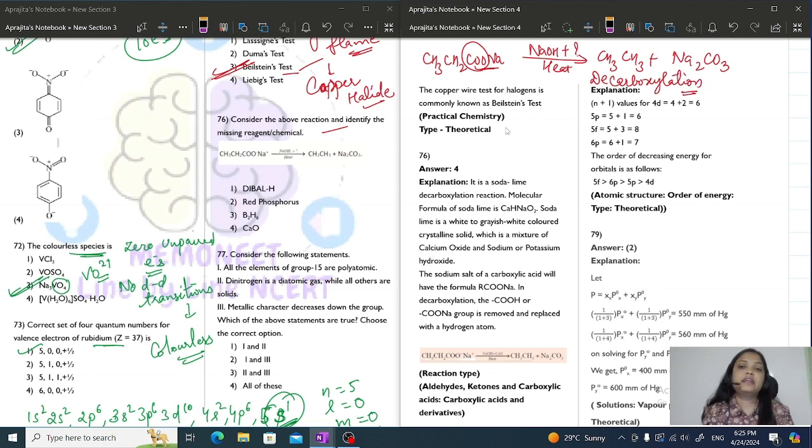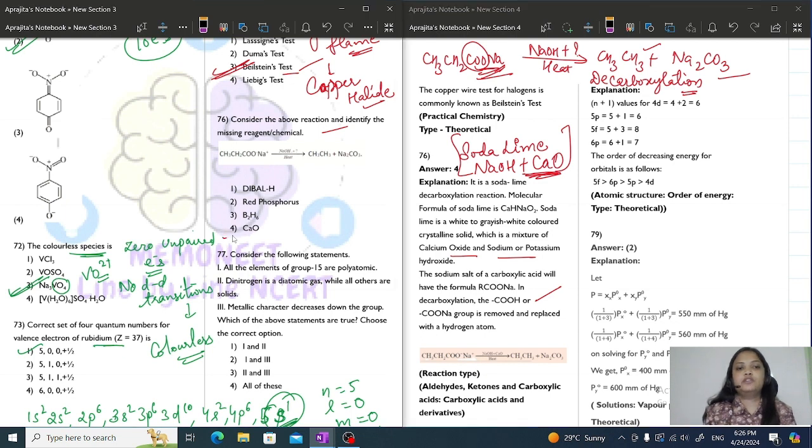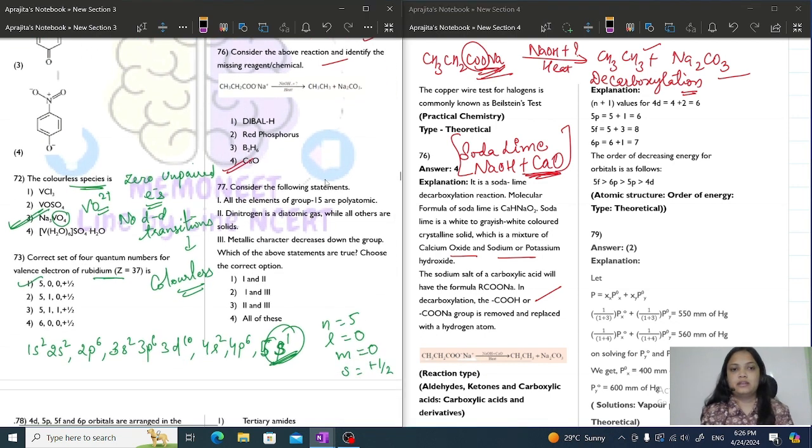Decarboxylation reaction takes place in the presence of soda lime. Now the soda lime is a mixture of sodium hydroxide and quicklime, which is calcium oxide. So calcium oxide plus sodium hydroxide forms soda lime, which causes the decarboxylation of sodium salts of carboxylic acid. So here the decarboxylation would be happening and we will be getting ethane and sodium carbonate. So yes, the missing reagent is calcium oxide in this case.